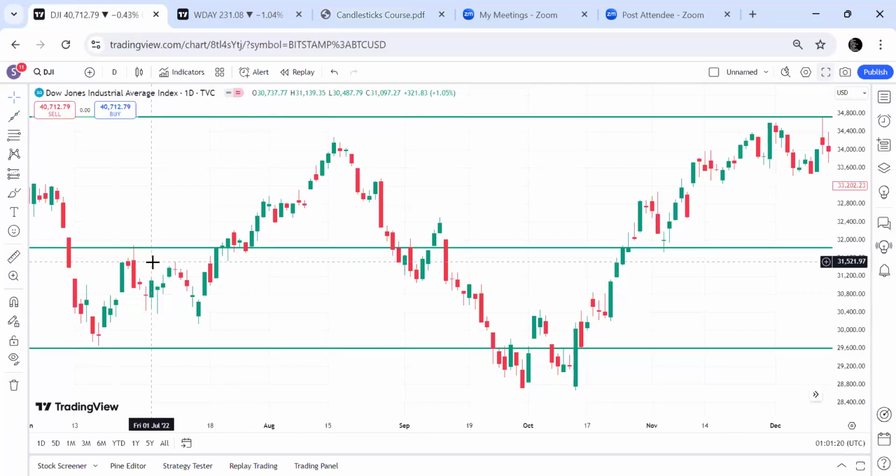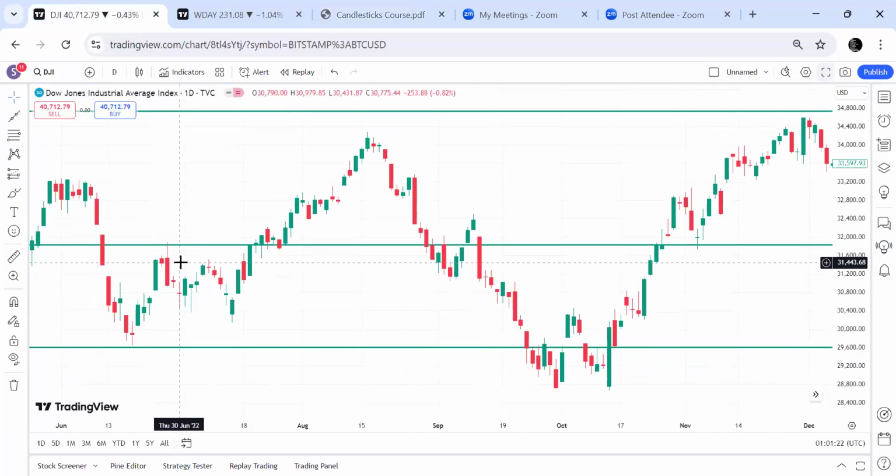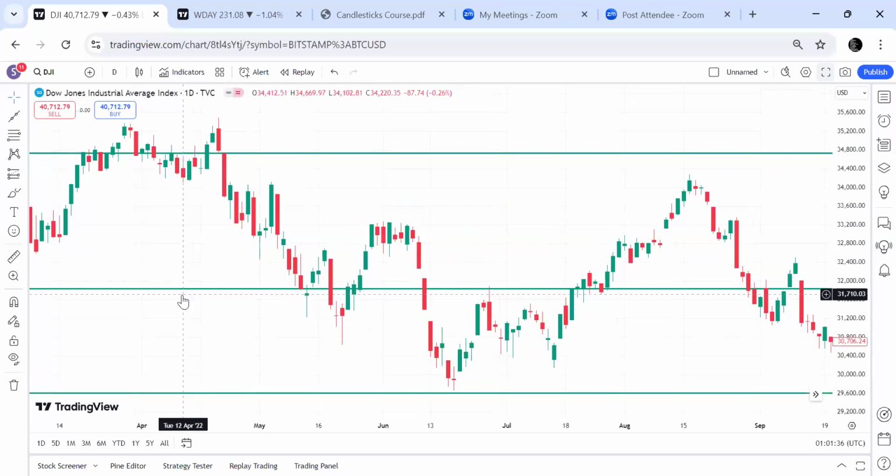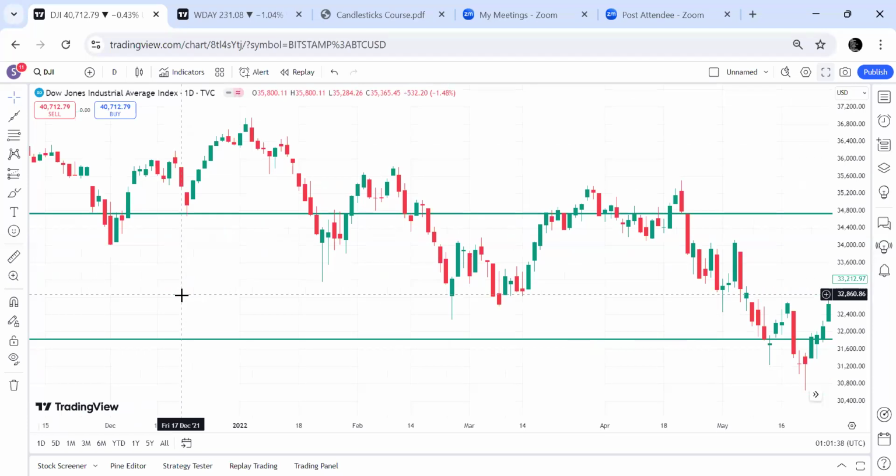For example, here you can see this is a doji on 30 June 2022. You can see it had moved in the upward direction and in the downward direction, but still it came back to the middle. You can find many doji candles.